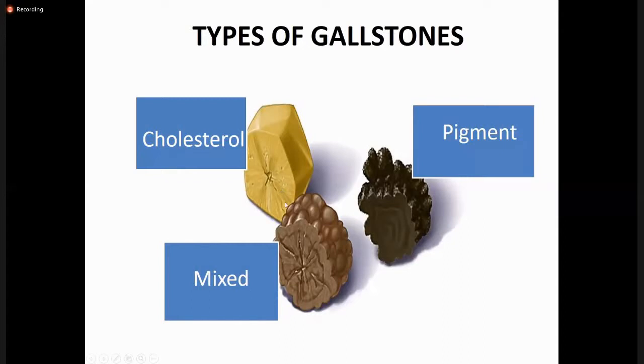Mixed stones means a composition of cholesterol and pigment stones. These form pigment stones. Now you can see that in both these pigment and the mixed stones, their surfaces are irregular, while in the cholesterol stones, they are smooth.